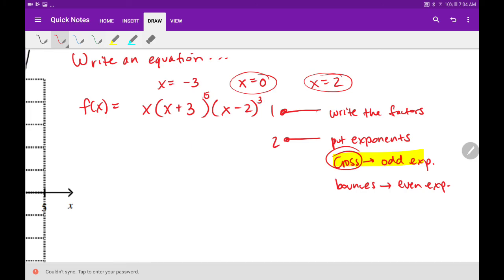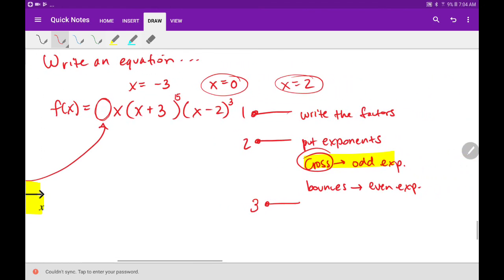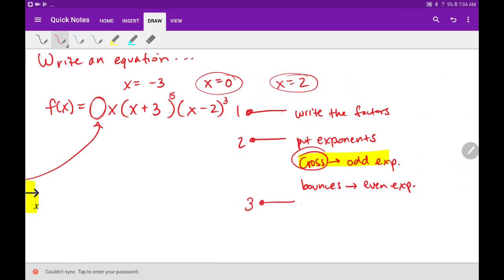So now we wrote our factors. We have our exponents. And in our very final step, you want to make sure that the sign out in front matches the way that your graph behaves in the rightmost interval. Remember, whether it's positive or negative out here should match the sign out in front. So in this case, let's write this. Put correct sign in front. That's our very final step.